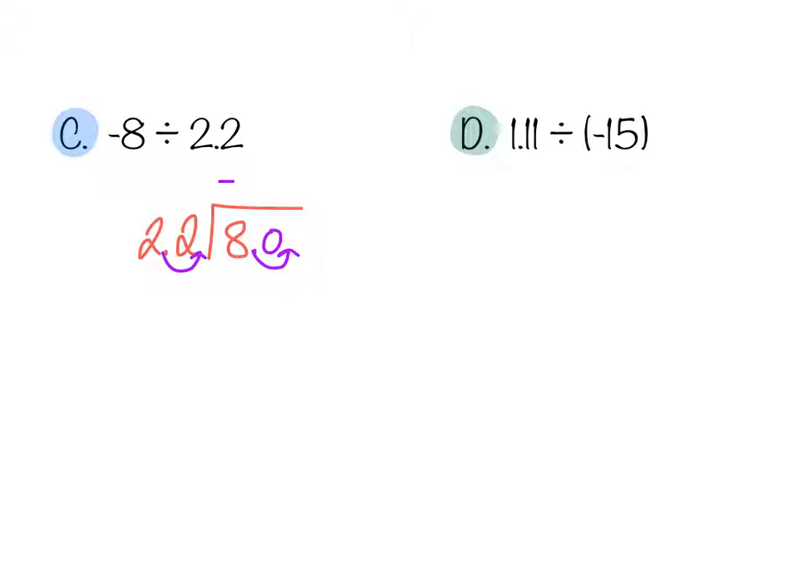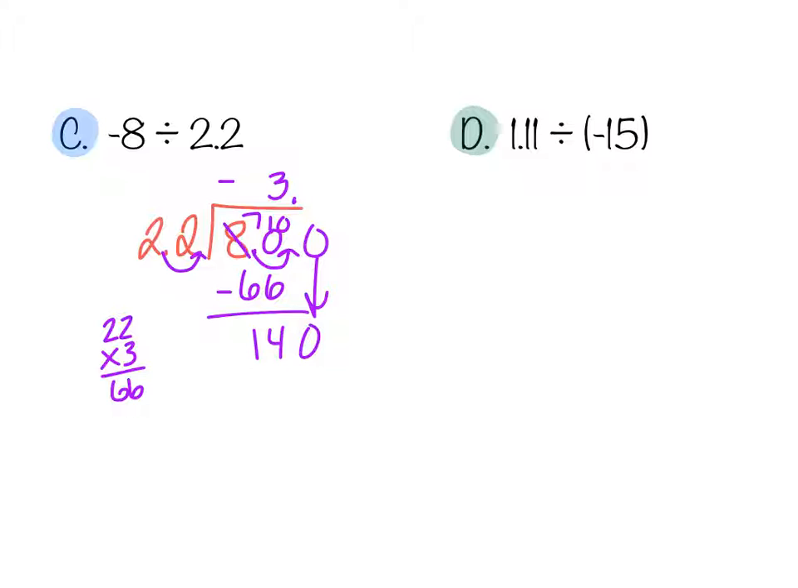22 goes into 80 3 times. 22 times 3 is 66. Subtract, you're going to get 14. Drop down a 0, float your decimal point up to the top, don't forget to do that. 22 into 144 is going to go in 6 times, and 22 times 6 is 132. And we subtract and we get 8.